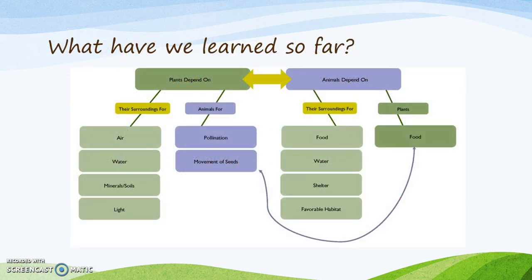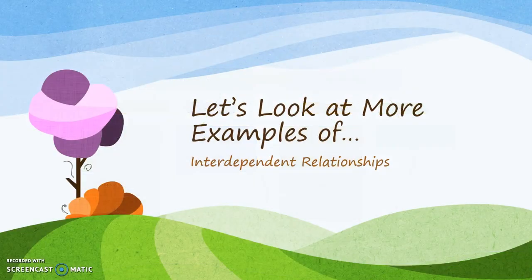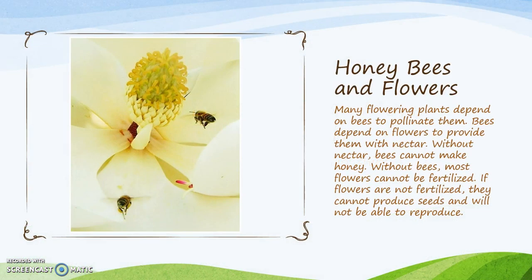So again, just from yesterday, this is the concept map that we completed. And again, we talked about how plants and animals can help each other, but how they are also dependent on their surroundings for things that they need to live too. Okay, so let's look at some more examples of interdependent relationships. This is a really important topic, and I want to make sure that you guys really understand this well.